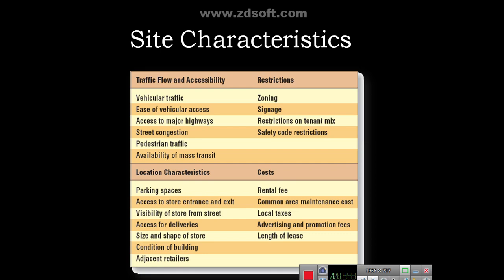Common area maintenance cost, for example in the case of a shopping center. Local taxes, if any, and advertising and promotion fees.